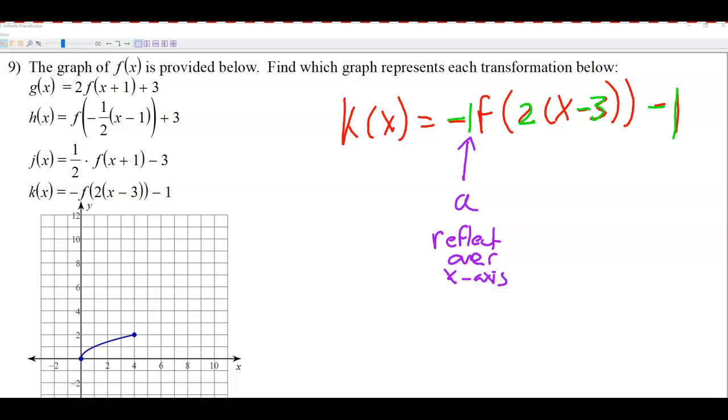Wait, okay, so if it was positive, that would be y-axis. No. If it's positive, it doesn't do anything. The one that flips it over the y-axis is when the b value is negative, like that one. Okay, so if the b is negative, that flips it horizontally. If the a is negative, that flips it vertically.